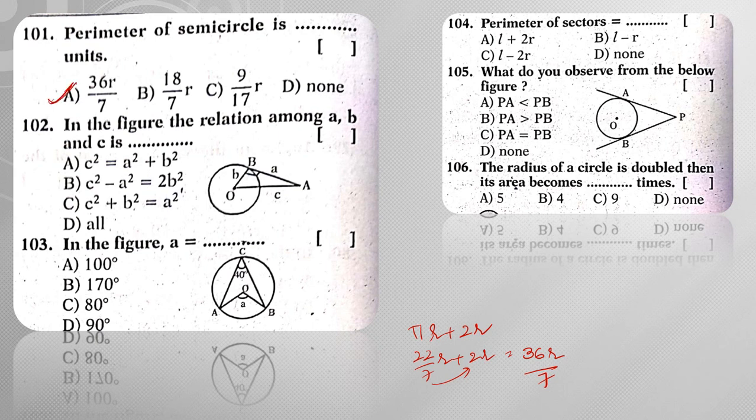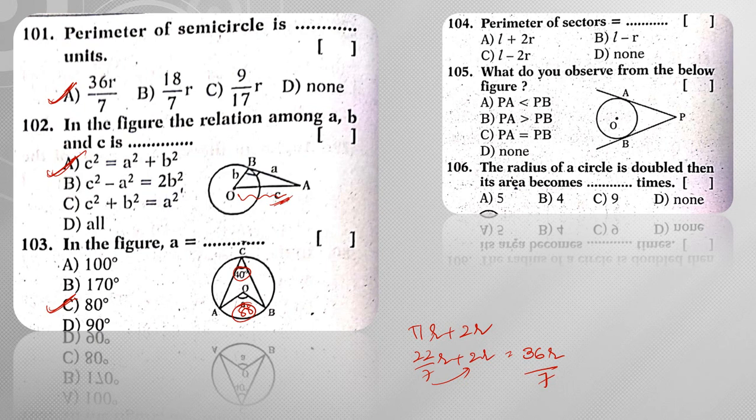Next, in the figure, the relation among A, B, C is. Since C is the hypotenuse, we can write C square is equal to A square plus B square. Only one option is there. Next, in the figure, A is equal to, since this is 40 degrees, then this will be double of it, because at the center it will be double, hence angle C. So the option is C.